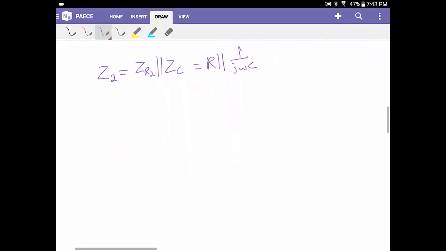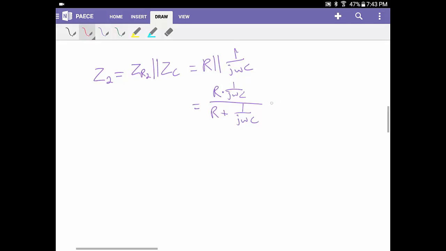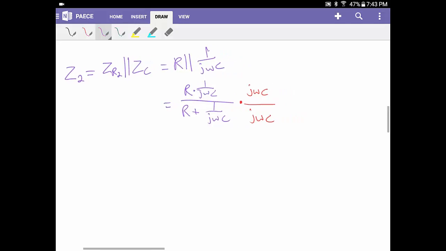So if you remember how to do parallel resistors, it's going to be equal to R times 1 over J omega C, all over R plus 1 over J omega C. One of the things I normally like to do is when I see a fraction in the denominator, it kind of bugs me. So I immediately go, okay, I need to get rid of that fraction. We do that by multiplying the top and bottom by J omega C. So again, multiplying by a form of 1. This is a great math technique that you really should become comfortable with.